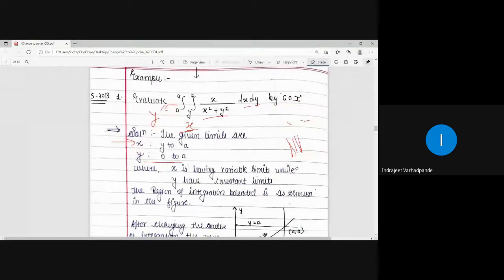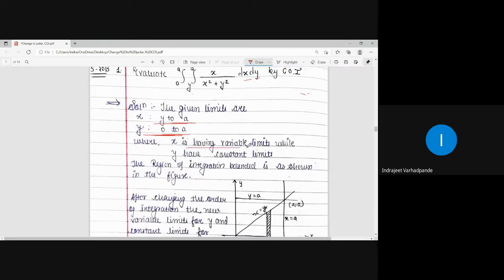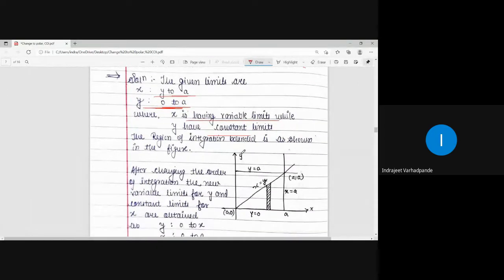So after looking at the limits, I interpret it as the given limits are x from y to a, y from 0 to a, where x is variable and y is constant. The region of integration is as shown. This is a familiar one.